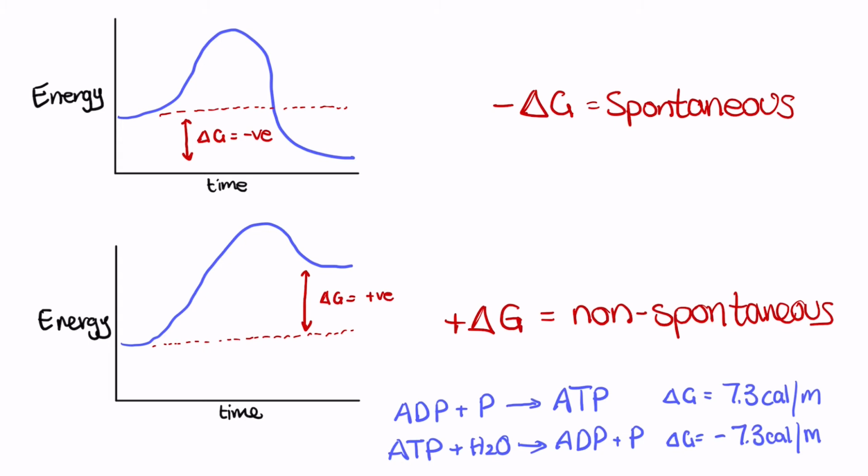However, when we're starting exercise or we're moving our muscles, we need energy. And when we break down ATP into ADP, we get a negative delta G, or a release of energy. And this allows our muscles to function as they normally would.